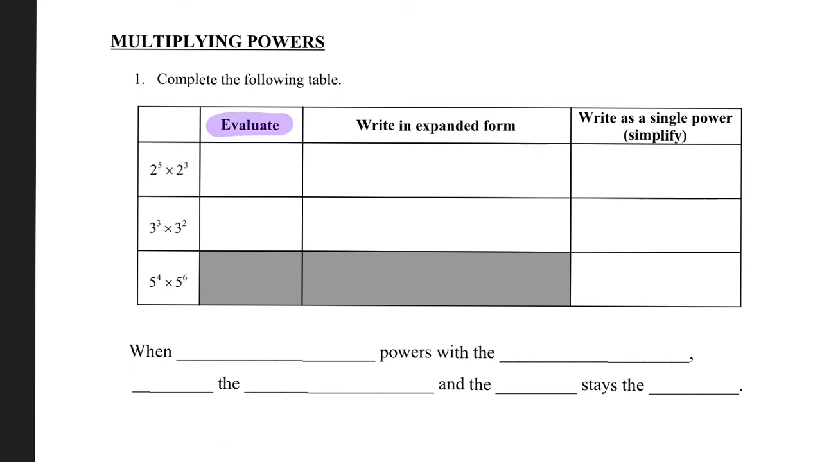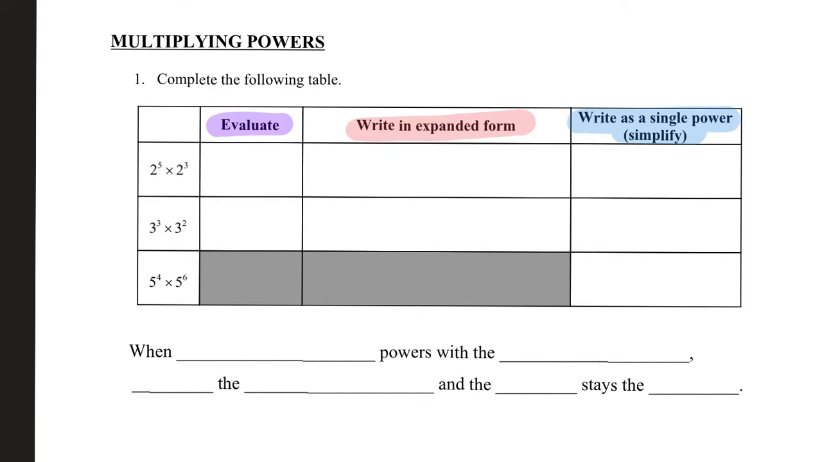The difference between evaluating something versus writing it in expanded form versus simplifying it or writing it as a single power. Those things are important. So we want to make sure that we're good on the difference. So let's walk through the top row of that table just so that we're good on how to fill in the table.